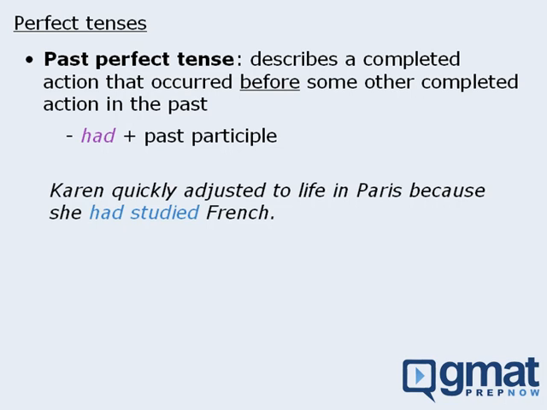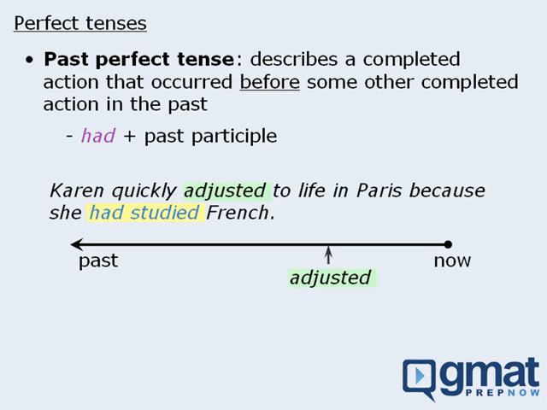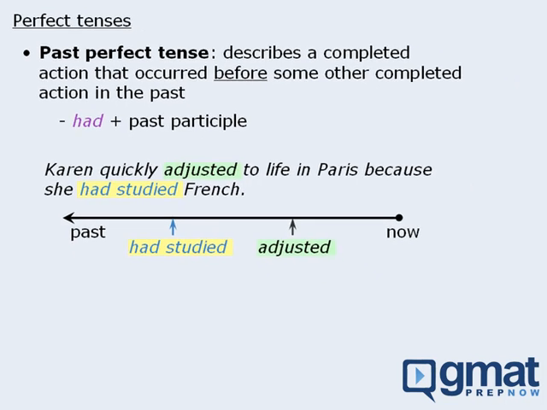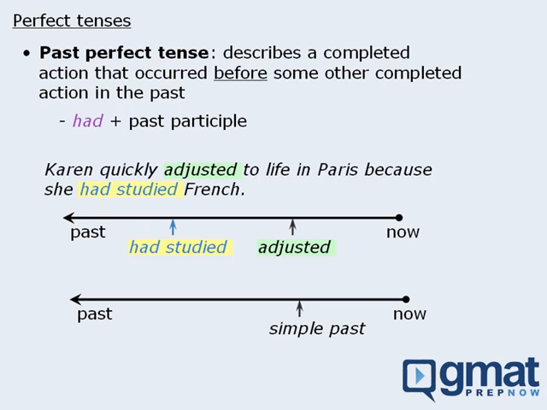Here we have two completed actions that occurred in the past. Karen adjusted and she studied. If we showed these actions on a timeline, we know that Karen adjusted in the past. Now, where on the timeline do we place the studying? Well, since we used the past perfect tense had studied in the sentence, we know that the studying happened before the adjusting. In general, if a specific completed action occurred in the past, then we use the simple past tense for that action. If some other completed action occurred before that other action, then we use the past perfect tense for that action.